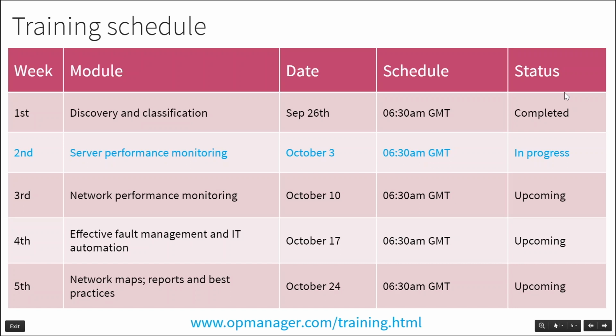And so this is our training schedule. It's a 5-part series. As you know, we have already covered the first part, discovery and classification, where we discussed the initial settings required for OpManager, the ports and protocols required by OpManager, and the different ways of adding your inventories inside the OpManager tool. Also, we discussed how to filter and add only the devices that you wish to add to OpManager, and to schedule the discovery so that the devices added on your network at a later date will be added to OpManager automatically.